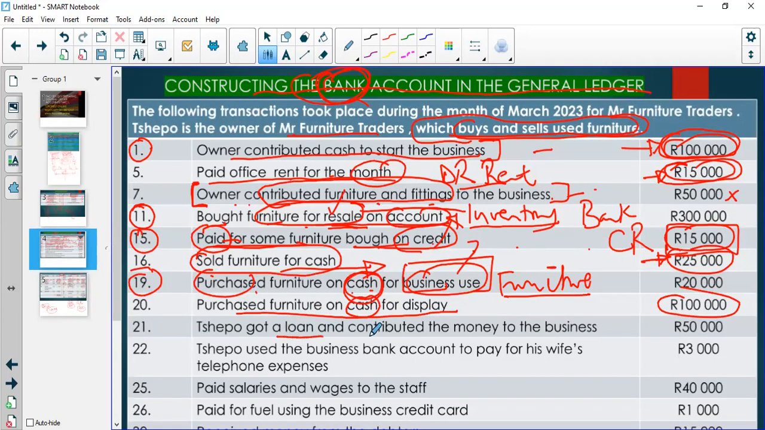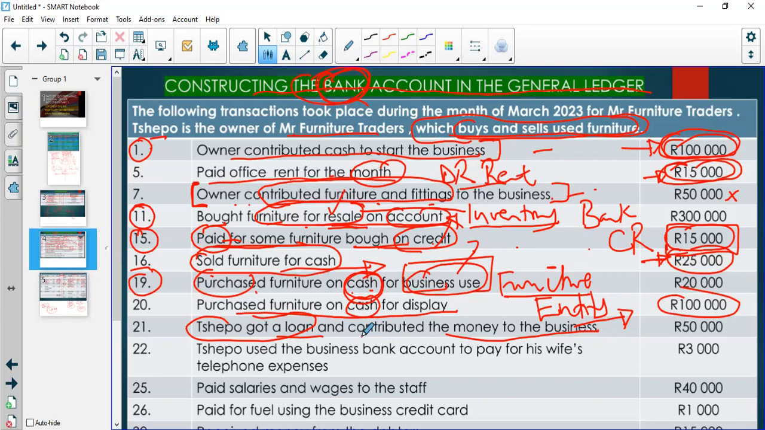Then we got a loan and contributed the money to the business. So I put in this question because it happens a lot. So what we care about, remember, if you've been following our explanations, we have what we refer to as the entity principle. So the entity principle says that we record transactions that the business enters into only. We don't care about the transactions that the owner enters into. So Tsepo is the owner, right? So Tsepo got a loan. So we don't record that loan because it's a loan by Tsepo. We don't do the accounting for Tsepo.